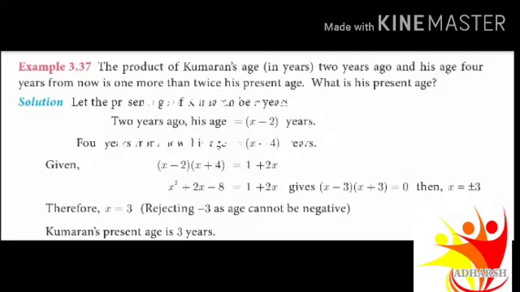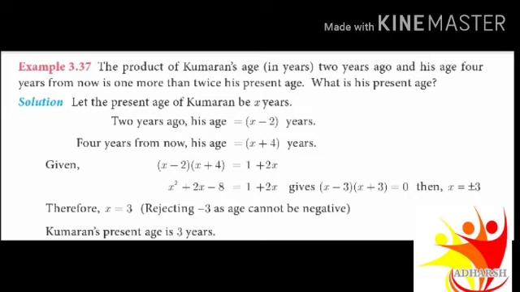Example 3.37. The product of Kumaran's age in years 2 years ago and his age 4 years from now is one more than twice his present age. What is his present age? Solution. Let the present age of Kumaran be x years.